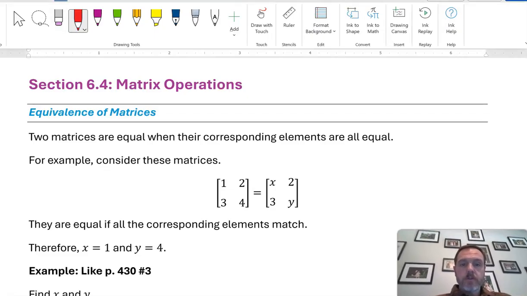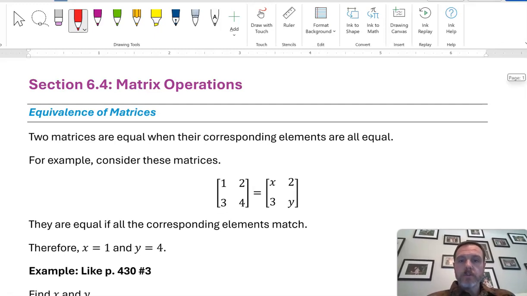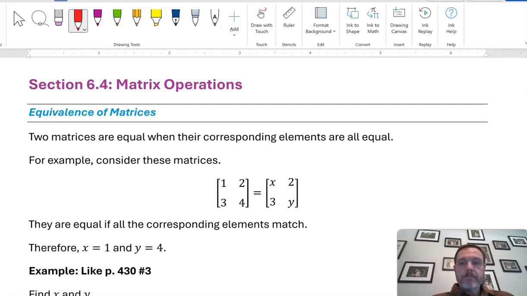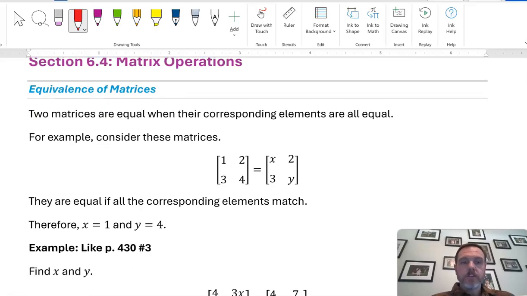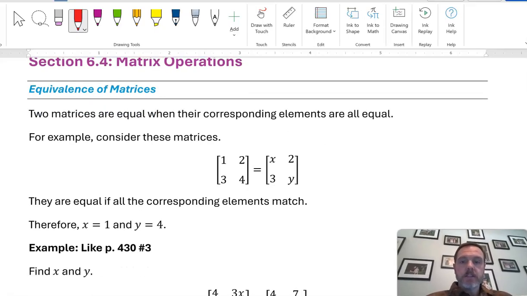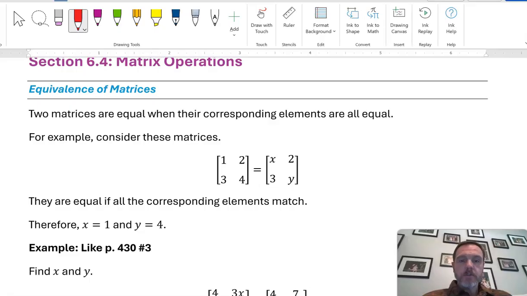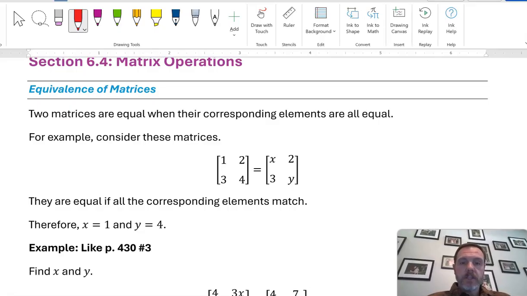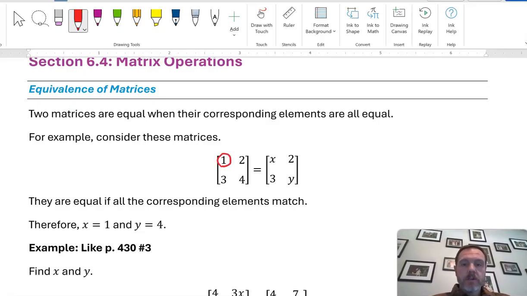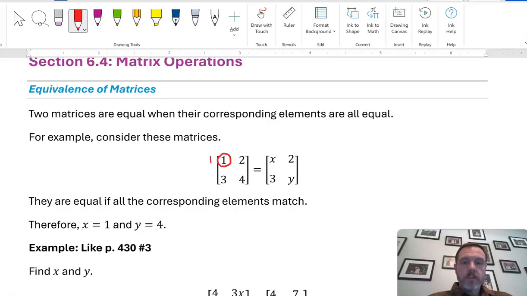Section 6.4, matrix operations. Of course, we're usually thinking about add, subtract, multiply, and divide. Let's first of all talk about things that are equal in terms of matrices. When two matrices are equal, that of course means everything about them is equal, and in particular their corresponding elements. So for instance, in this example, we have an element in the top left corner, row 1, column 1, so we might call that element 1, 1.